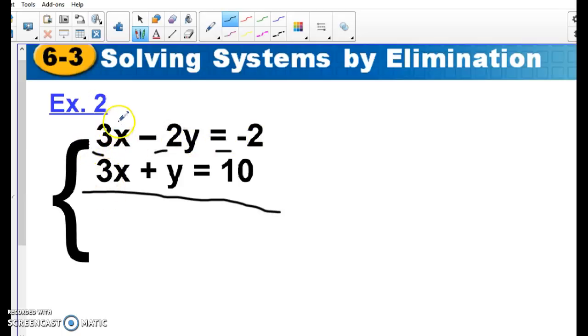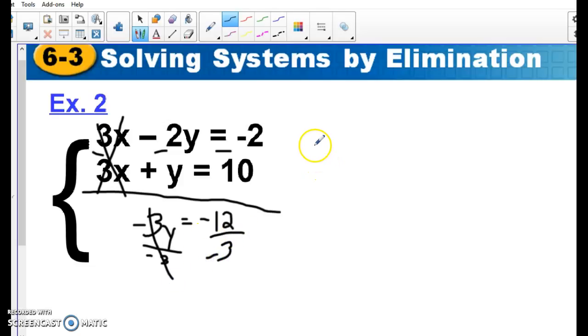So 3x minus 3x is 0. I don't even need to write that down. Negative 2y minus a positive y is a negative 3y. And then a negative 2 minus 10 ends up being a negative 12. So then divide both sides by negative 3. Negative 12 divided by negative 3. I find out my y ends up being 4.